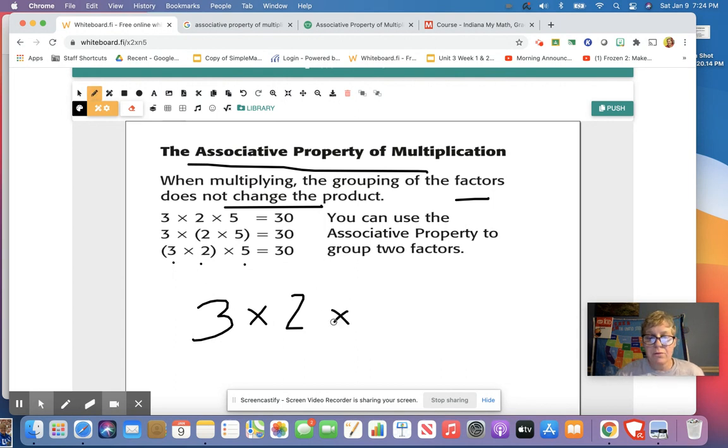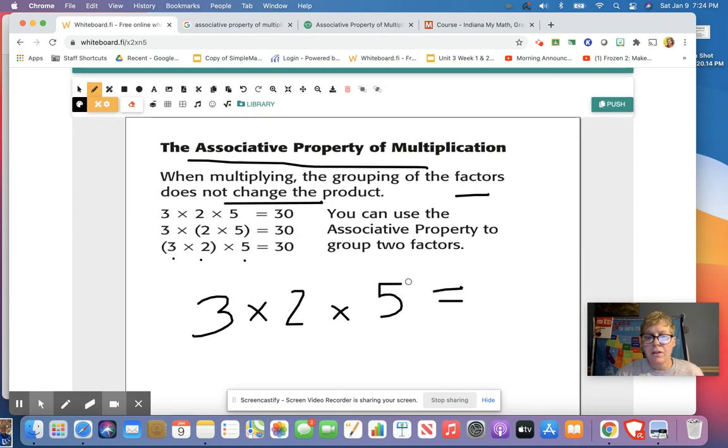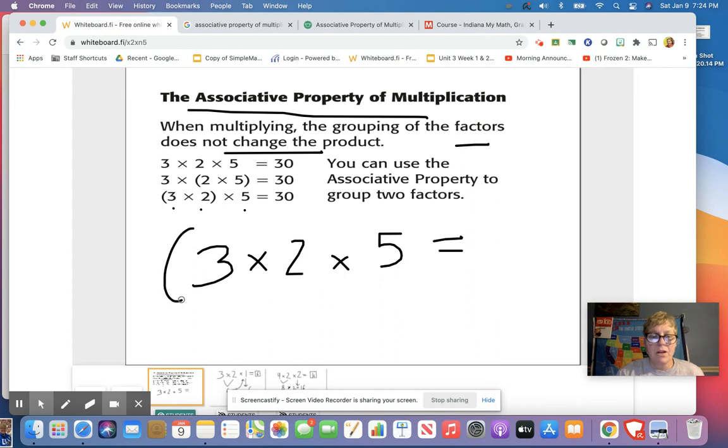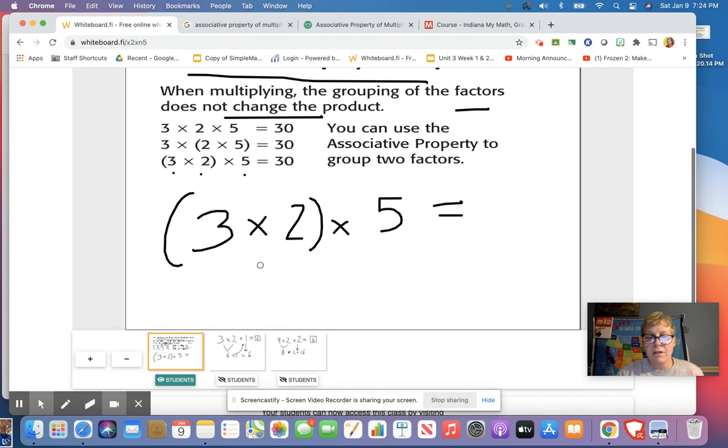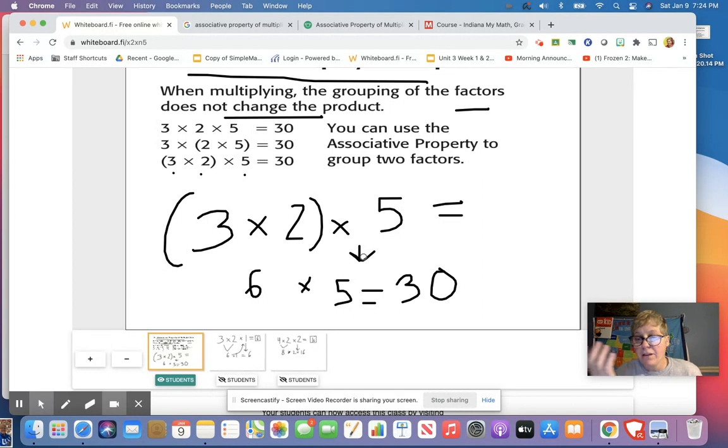We can use parentheses to group these up. Okay, so I'm going to do 3 times 2 first. So 3 times 2 is 6. And then times the 5, and 6 times 5, super easy, is 30. Thanks to the associative property, I can group these any way I want, and it's always going to be 30.